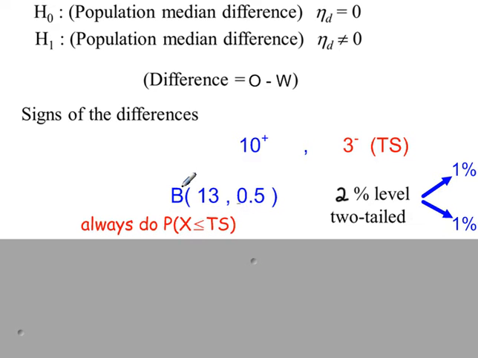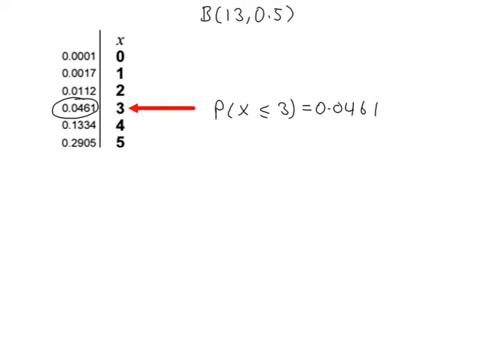The binomial tables we go to, 10 plus 3 is 13. So n is 13. This is always 0.5 when we're working with the sign test. A 2% significance level, because it's a two-tailed test, we have to split this. We're working out the probability that x is less than or equal to the test statistic, which is 3. So going to the tables, n is 13, p is 0.5, less than or equal to 3, 0.0461.